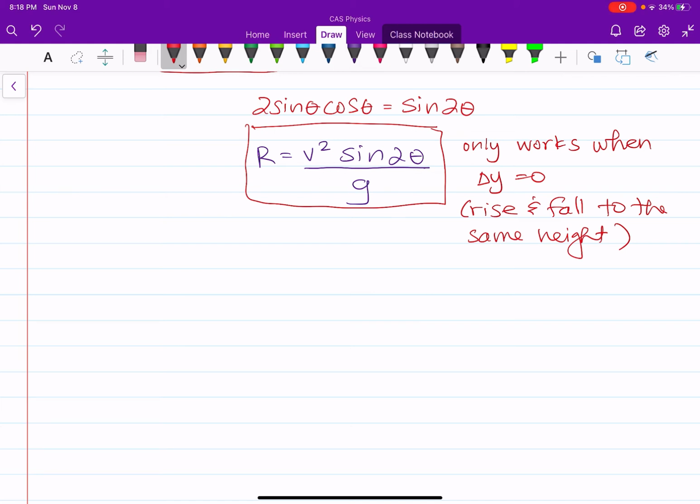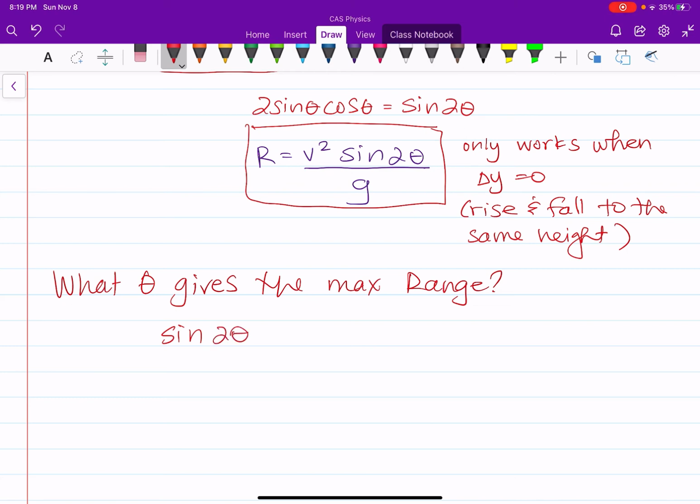And if you think about it, this is the question now. I want to know, what theta gives the maximum range? That's my question. If you think about it, this expression is a maximum when sine 2 theta is a maximum. So when is sine 2 theta at a maximum?